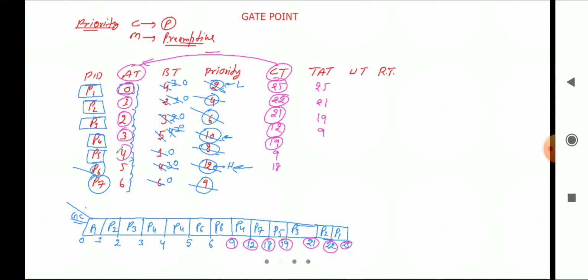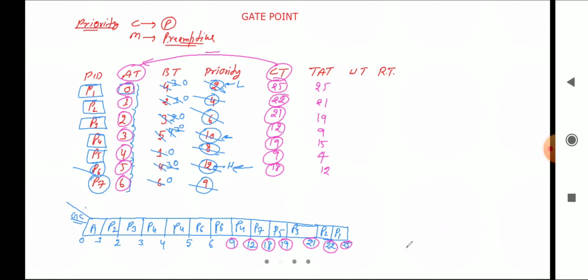19 minus 4 becomes 15. Yes, 19 minus 4 is 15. Then 9 minus 5 is 4, and then 18 minus 6 is 12. Okay, this is the turnaround time.